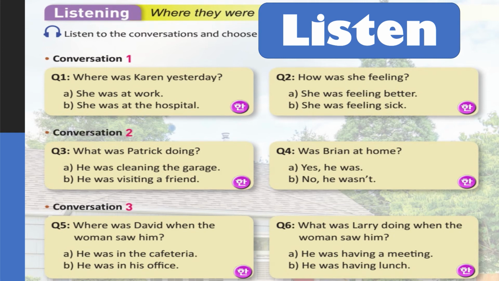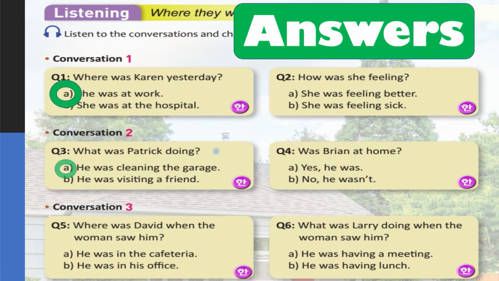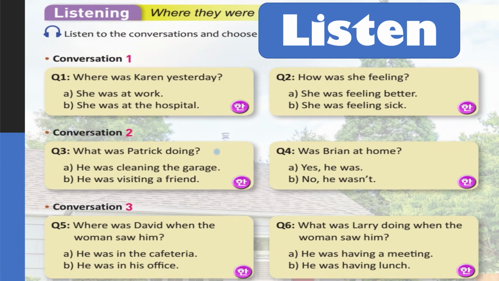So we're just going to check the first answer here. What was Patrick doing? He was cleaning the garage. Yes. He was cleaning the garage. Very good. Okay. So let's go back and do conversation 3.